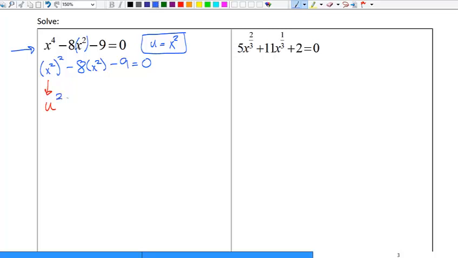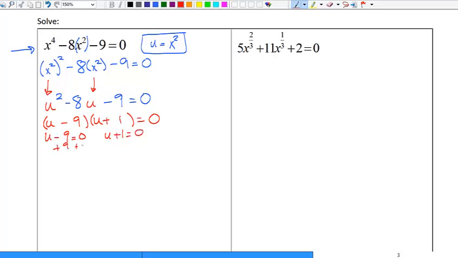So I have u squared minus 8 times, instead of x squared, I'm going to write u, minus 9 equals 0. What we've now done is we've turned this problem from x's, that were x to the 4th, which is too big for us, into u's, which is now just u squared. Now, u squared, that's something I can solve. I know how to solve these pretty simply. So I'm going to go ahead and solve this. This is u minus 9, u plus 1, set each of the factors equal to 0. So I'm getting u equals 9 and u equals negative 1.